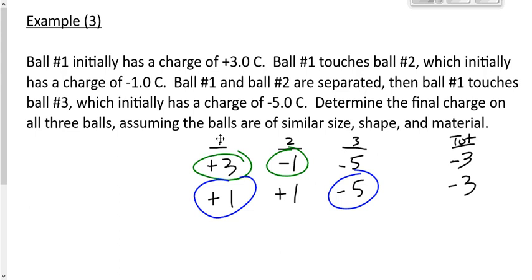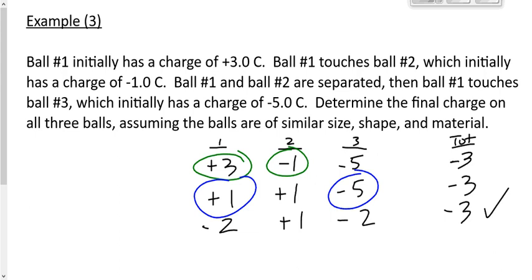-2 and -2. 1 plus -5 is -4. Divide that by 2 gives me -2. Average them out, you're going to get -2 and -2. Ball number 2 remains the same because we haven't touched it this time. Let's add these up just to make sure we have the same total charge of -3. -2 plus 1 minus 2 gives me -3. Sure enough, looks like we've done it correct. The final charge on all 3 of them is -2 coulombs, +1 coulombs, and -2 coulombs.